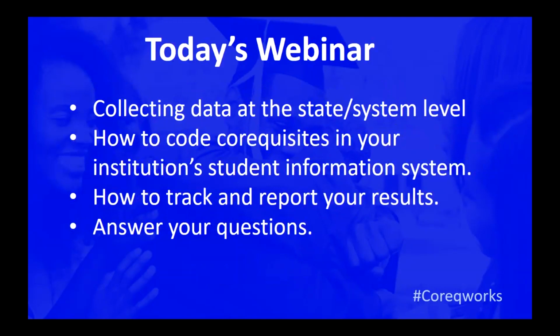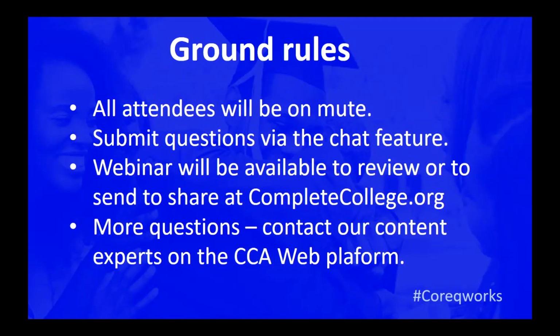So today's webinar, just really simply, we're going to hear from our friend Angie Bell down in Georgia about the way that they're collecting data, and also how she worked with West Virginia on the setting up of their data systems. We'll hear a little bit about both, on how they have collected data at the state and system level. We'll hear a little bit from our friend Loretta Griffy on how to do this at the institution level, how to track co-requisites in your student information system, and overall we'll be talking a bit about how you can track and report your results. And then lastly, we'll be sure to provide some time to answer your questions.